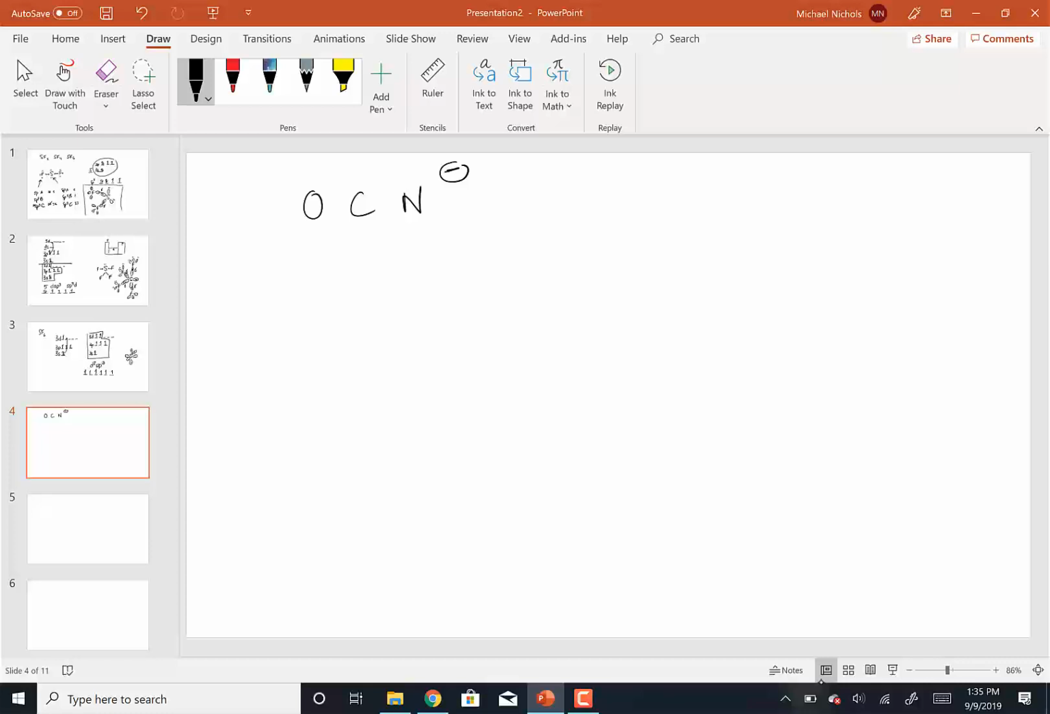We're starting with 6 on oxygen, 4 on carbon, 5 on nitrogen, and then an extra one, and then you're going to make your bonds to give you octets for everybody.